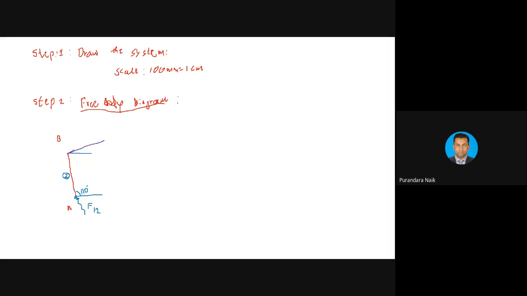So what is this force? This force is in this direction, right? This is F32. Link number 3 on link number 2, F32. At what angle? Angle theta is equal to, what is this?